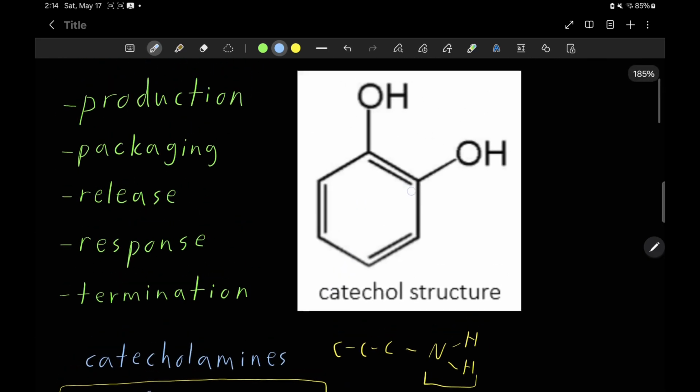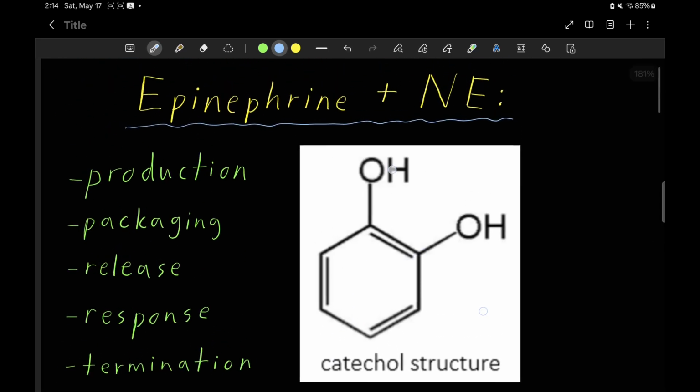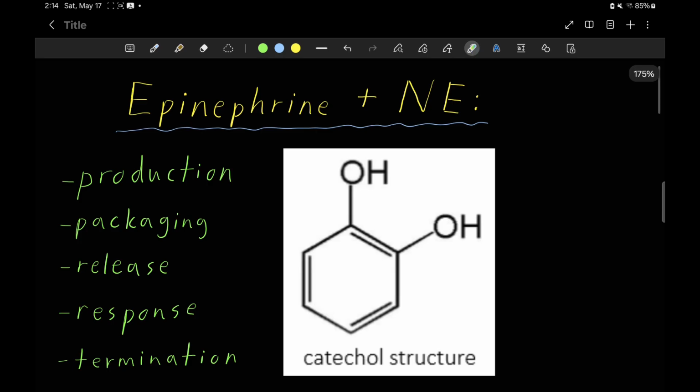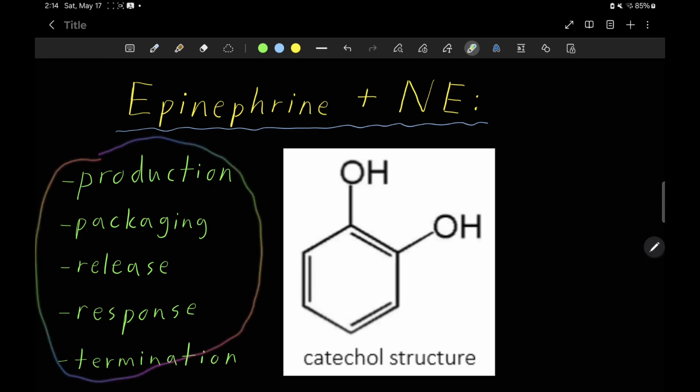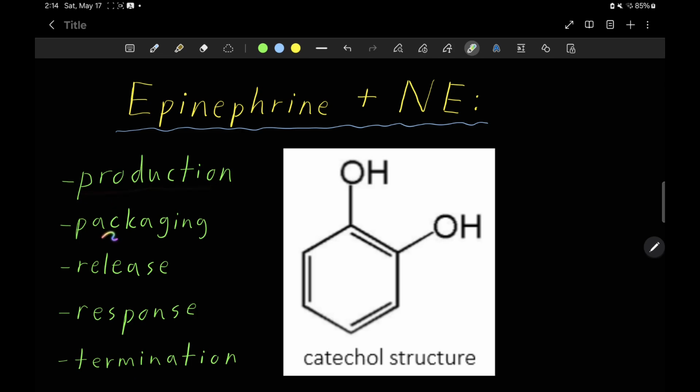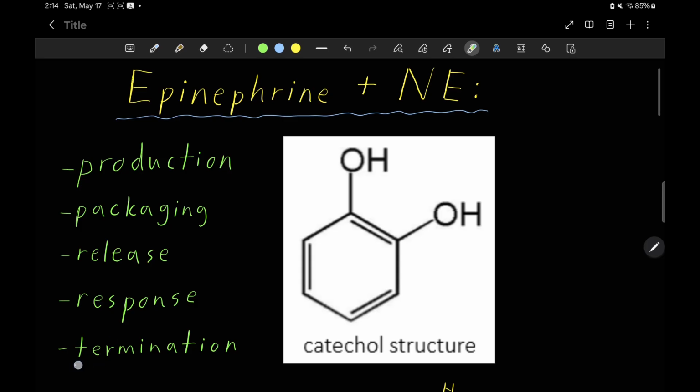Specifically, when I say that we're going to learn about them, what we're going to do is look at the signaling pathway for these messenger molecules. We're going to look at how epinephrine and norepinephrine get produced, then how they get packaged, how they get released, and then how they go and produce responses in your body, and then eventually how these responses can get terminated. So let's get into it.